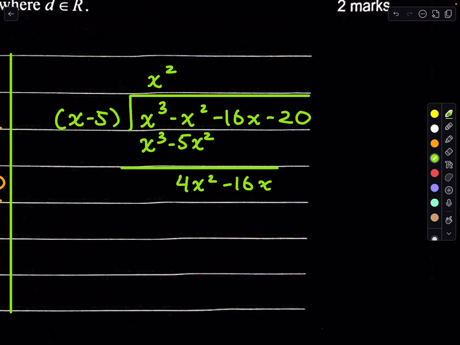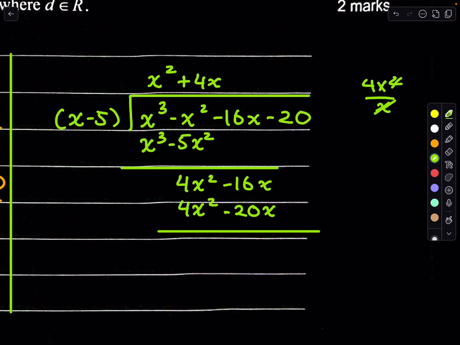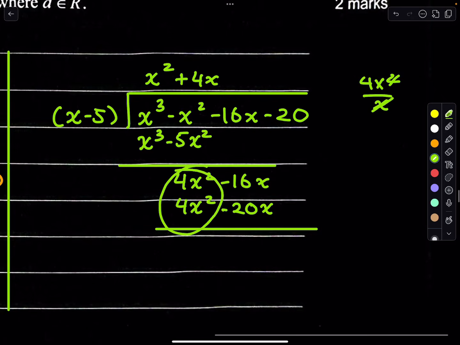So what's 4x squared divided by x? You can cancel that. It's just 4x. And do the same thing. 4x times x is, in this case, going to be 4x squared. And what's 4x times negative 5? That is negative 20x. And you minus. Same thing. See? Okay. So look, 4x squared minus 4x squared is always 0.